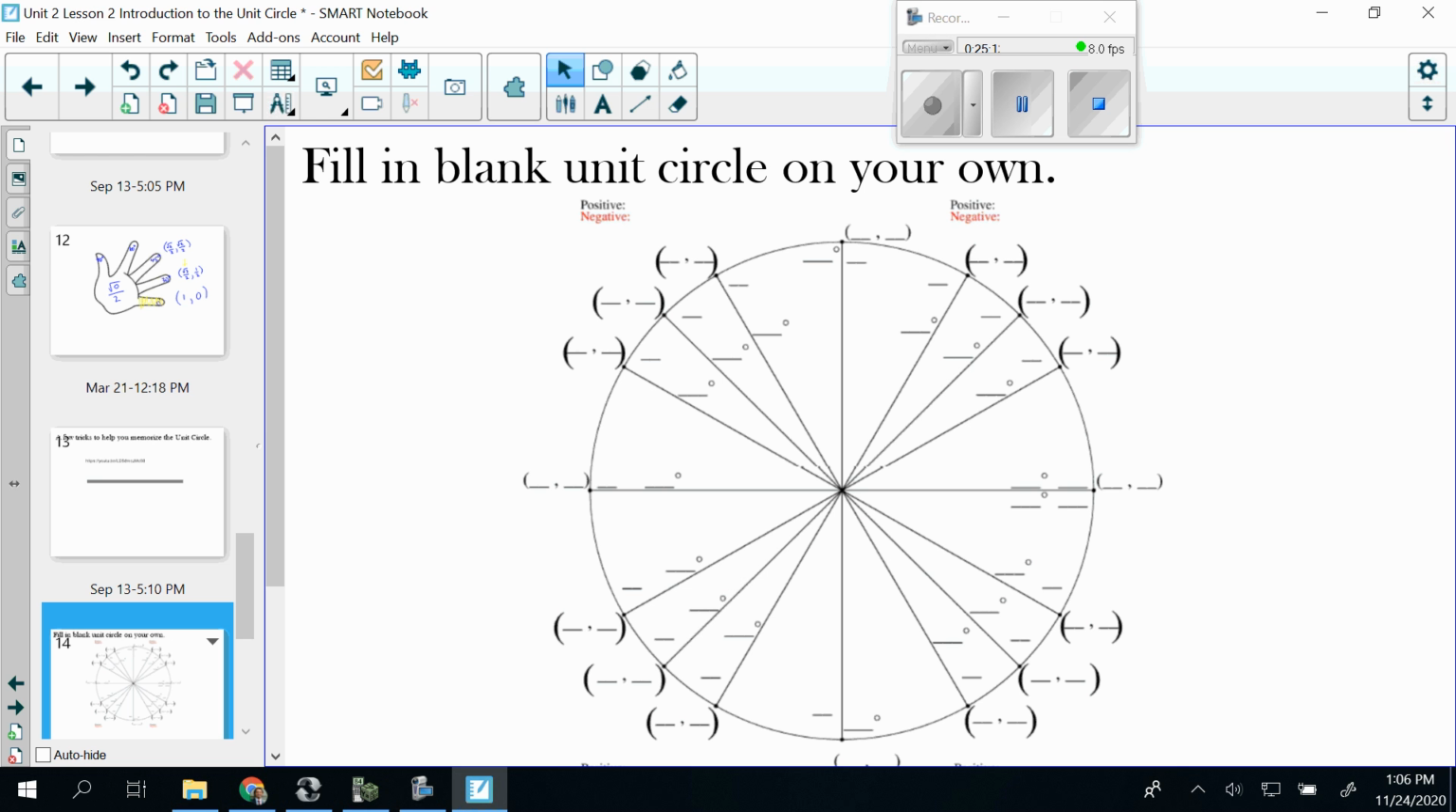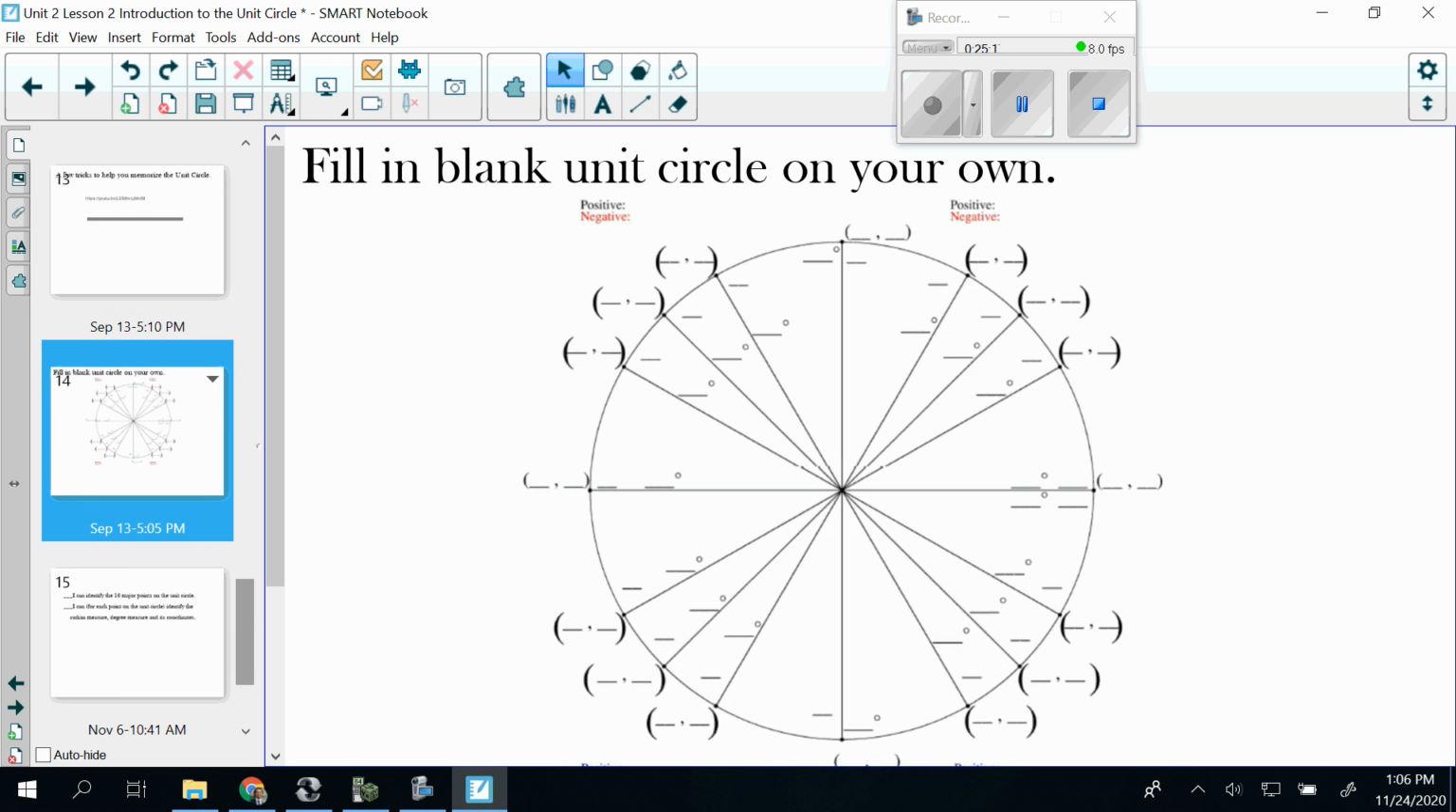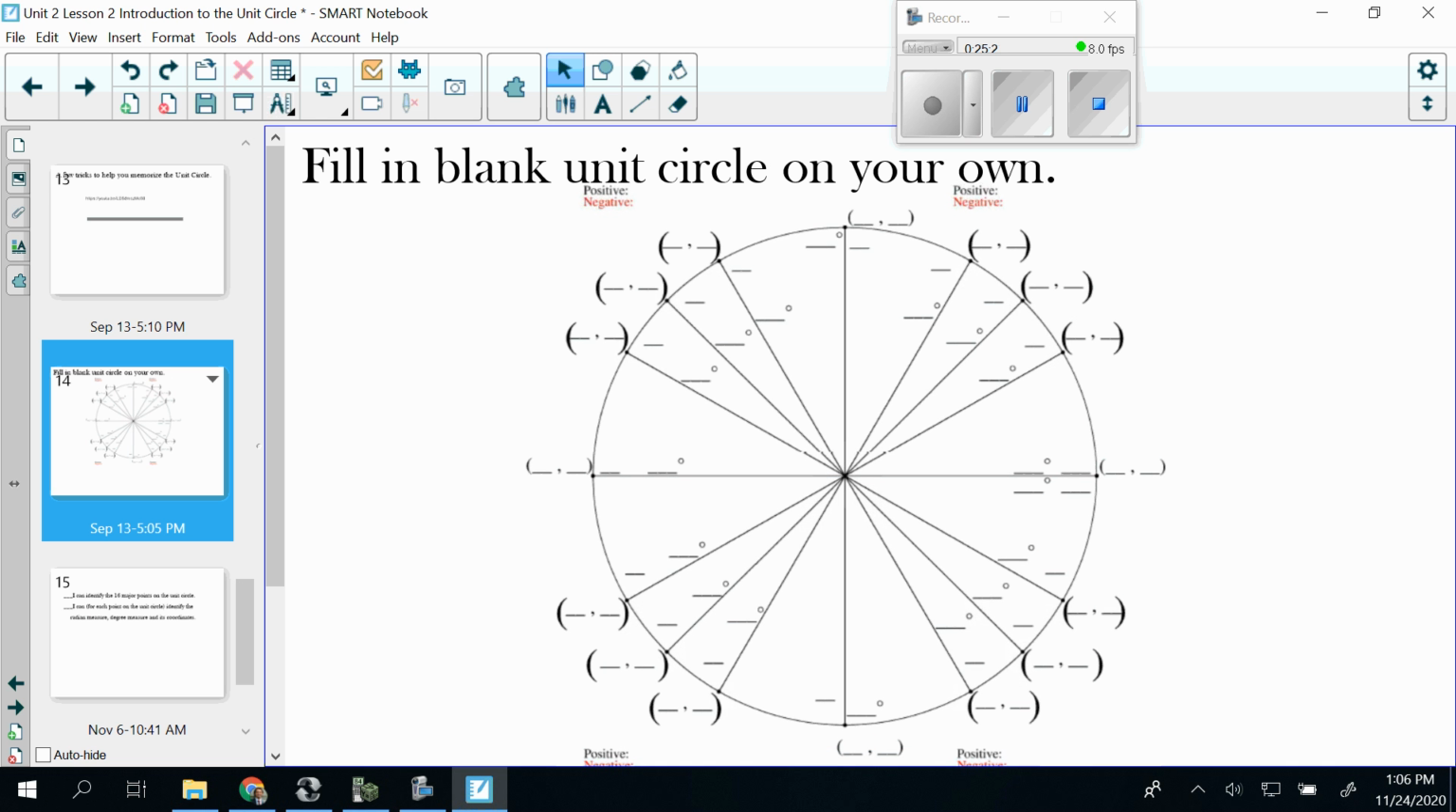All right, so to finish here, just so you get some practice, see if you can go in and fill in this blank unit circle on your own now, just to see how much of this you remember for the unit circle. All right.